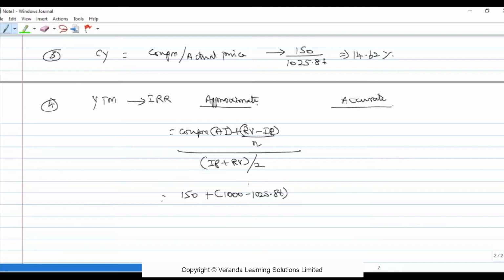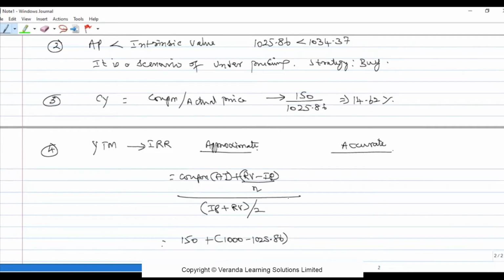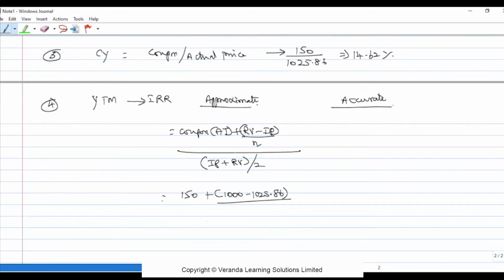What the investor will actually pay is the issue price. And we are not supposed to use in such occasions the intrinsic value of 1034.37. People might always have a doubt whether I have to use the actual price or the intrinsic value. It is only the actual price to be taken. Divide that by 5. The whole divided by 1025.86 plus 1000, the whole divided by 2.